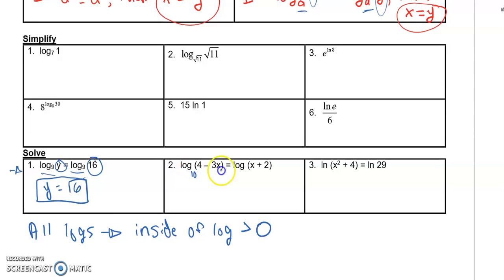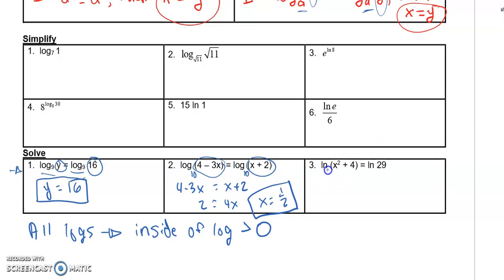Second one here, these are both log base 10. I don't know that that matters a ton, but since it's the same base, I can take the inside of each of those logs and set them equal. So 4 minus 3x has got to equal x plus 2. Adding 3x, I get 4x over here, subtracting 2, and I would get x is equal to 1/2.